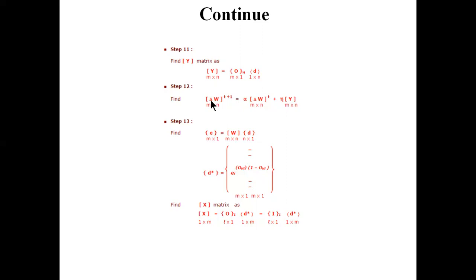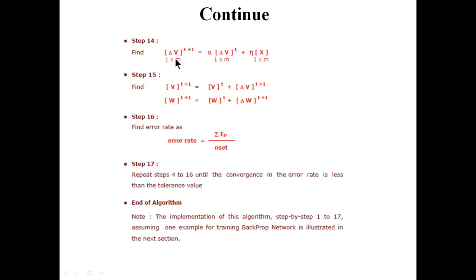Next we need to get the change in weight between the output and input nodes. For that purpose we need to calculate the matrix equal to W into D, then D star equal to EI OHI into 1 minus OHI, and next we calculate the X matrix, which is nothing but OI into D star. After that we get the change in the weight between the hidden and input layer, defined by delta V at t plus 1 equal to alpha into delta V at t plus eta into X.